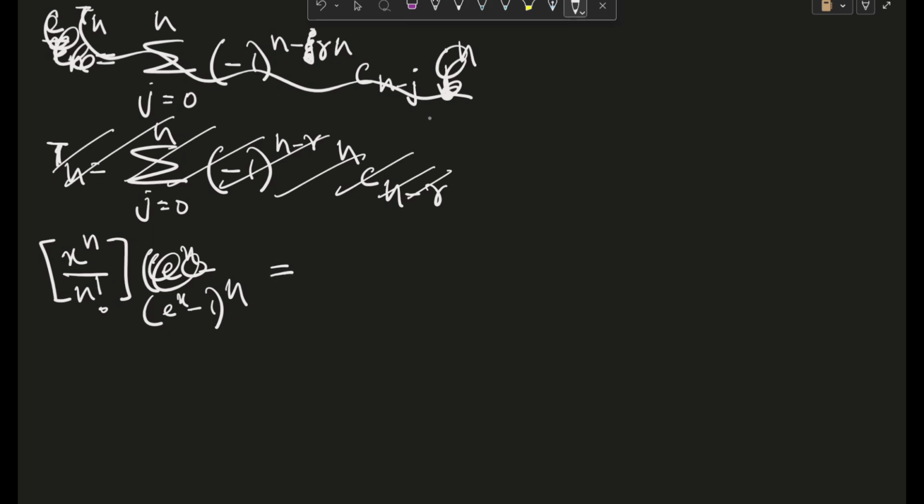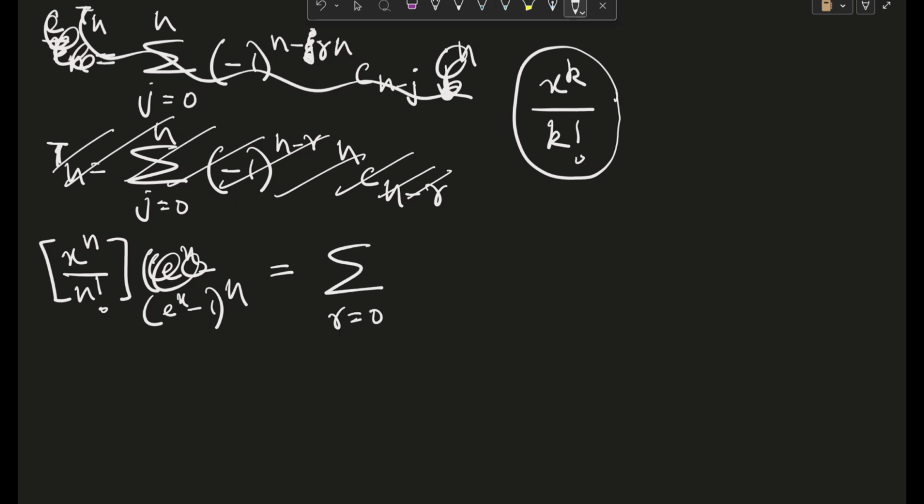Now, in the earlier expression, we had come about the coefficient of x power k by k factorial, right? So what I am doing is I am setting k equals n. Why? Because we want the coefficient of x power n by n factorial actually. We will need that. So I am putting k equals n here. So this thing will become sigma r equals 0 to n minus 1, (-1) power of n minus r, n C r, r power n.